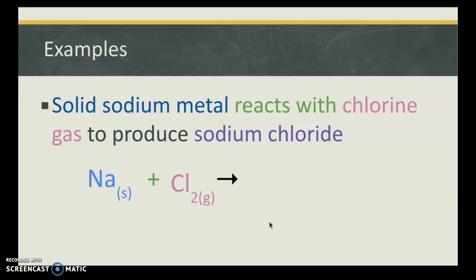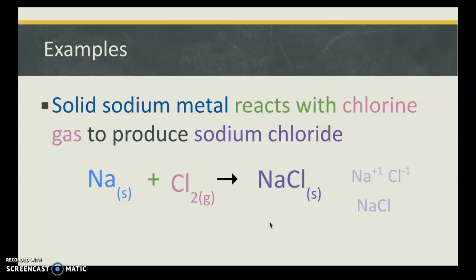Sodium chloride. How do I write sodium chloride? Well, I think back to naming and writing formulas. Sodium is a metal, so therefore it is an ionic compound. Sodium has a +1 charge and Cl has a -1 charge. I can look at my periodic table of elements. So those charges actually cancel out, so it's just NaCl.